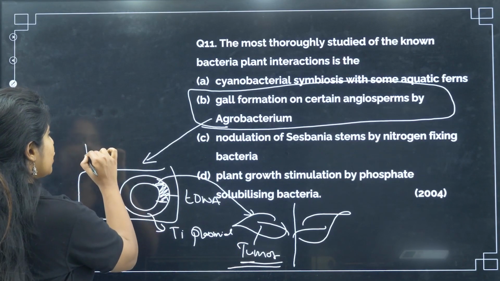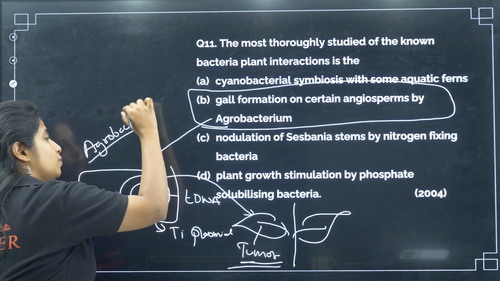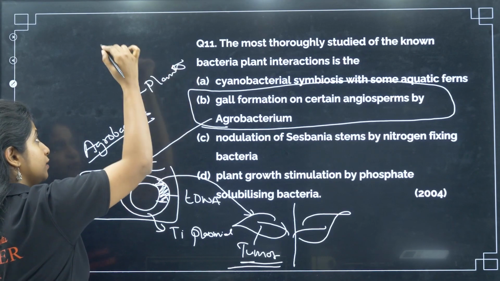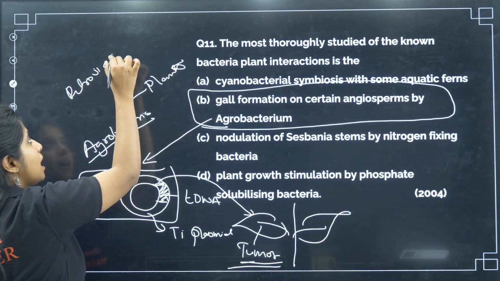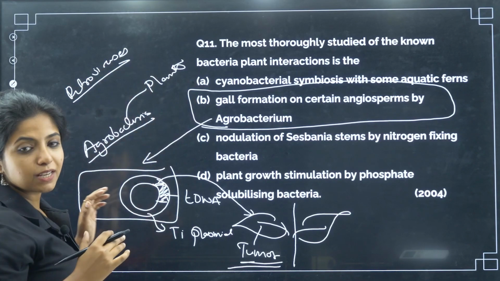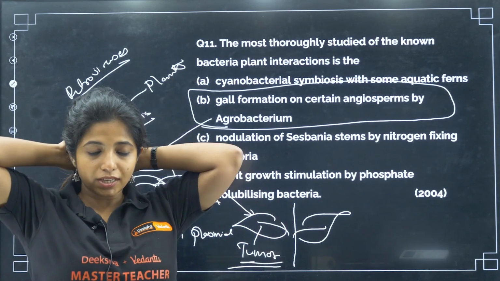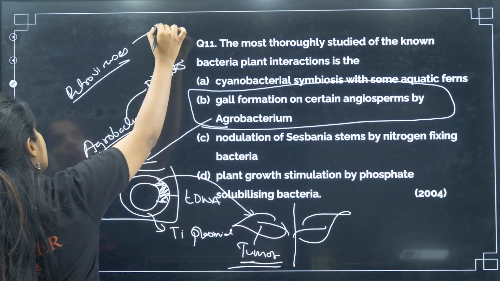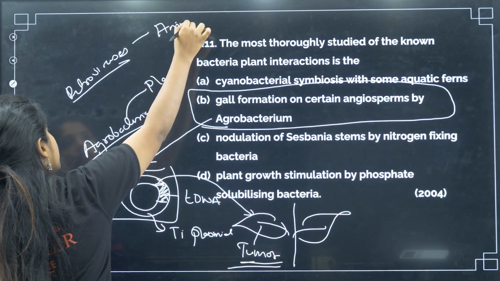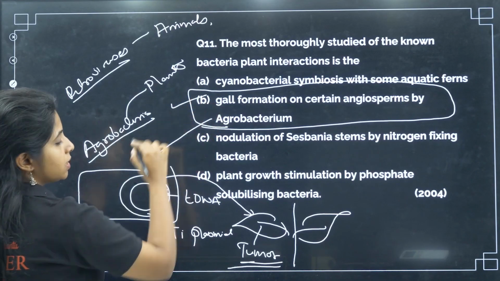So always remember, if you want to transfer something into plants and you need a vector, it is Agrobacterium for plants. For animals, what vector do we have? Retroviruses. Disarmed retroviruses, meaning they are not going to do their normal function and are not going to cause any trouble in us. So retroviruses are for animals and Agrobacterium tumefaciens is for plants. So what is your answer for this? It is B.